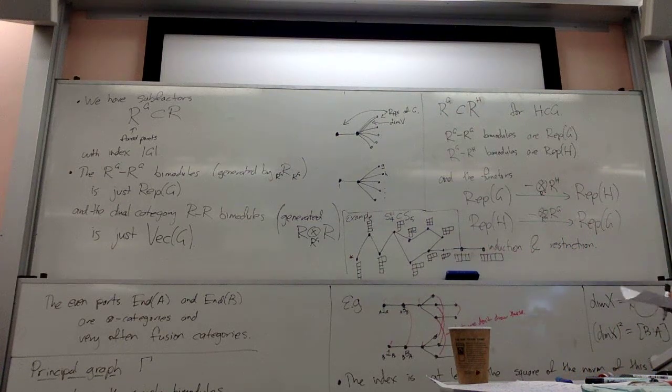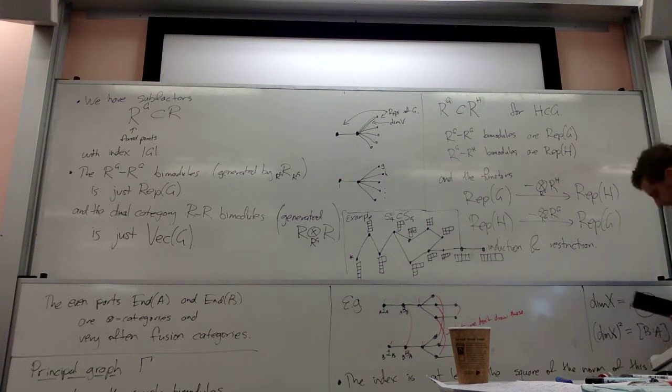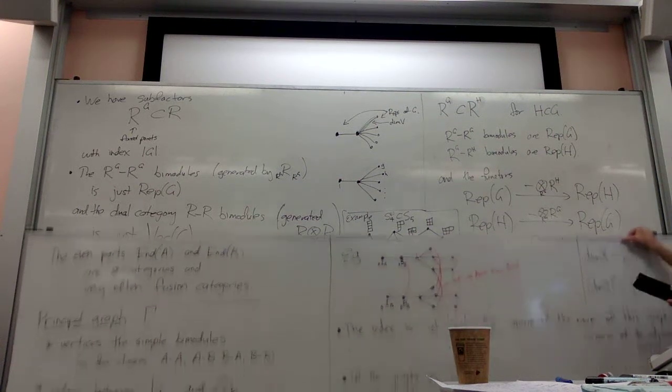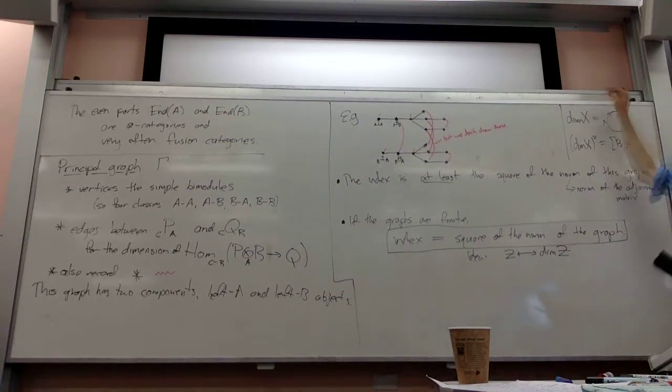Okay. So anyway, these principal graphs record some strange analog of things like induction and restriction between a pair of representation categories, but in some more general setting. Okay, principal graphs. Let's ignore them for a little while. We'll come back to them lots and lots later. And in the last few minutes before we have a break, let me tell you the definition of a planar algebra.